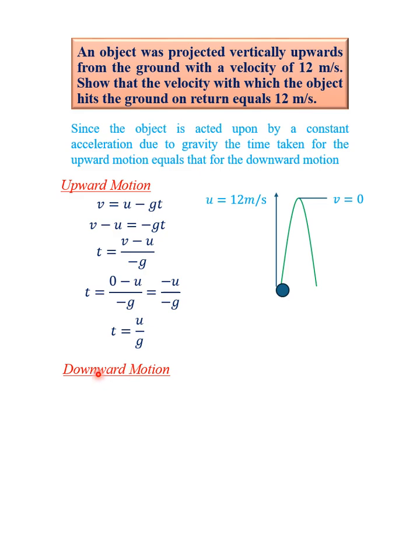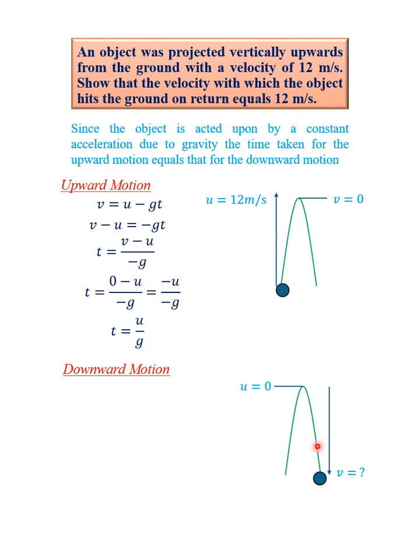Let us consider the downward motion. This is how the downward motion looks. The downward motion begins from the top to the bottom. Remember, when it gets to the top, the speed is 0. For the downward motion, that 0 speed becomes the initial speed, which means u equals 0, and the object starts falling down. We want to know the final velocity with which it falls down, and that final velocity must be equal to 12, the initial velocity of the motion.